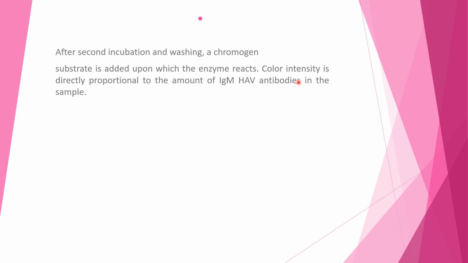After second incubation and washing, a chromogen substrate is added upon which the enzyme reacts. It means that a chromogen is added which reacts with the enzyme conjugate and a color is produced. The color intensity is directly proportional to the amount of IgM HAV antibody in the sample. It means that if the color intensity is high, then the IgM HAV antibodies are more in number in the sample. And if the color intensity is low, it means that the IgM HAV antibodies are less in number in the sample.